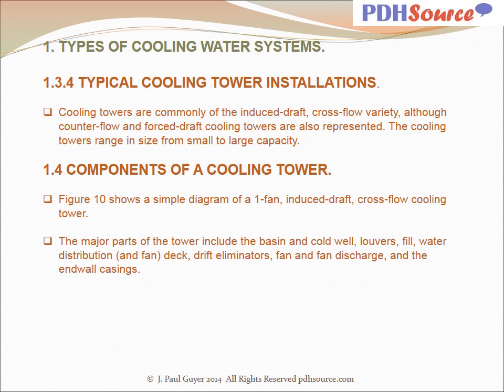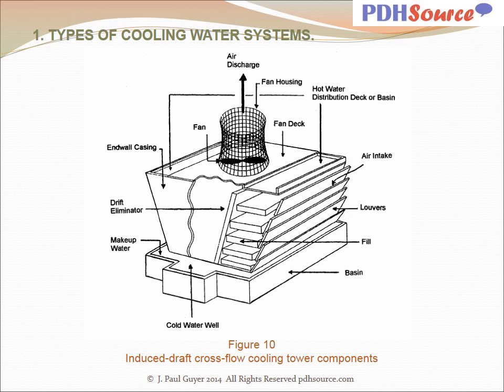Figure 10 shows a simple diagram of a one-fan induced draft cross-flow cooling tower. The major parts of the tower include the basin and cold well, louvers, fill, water distribution, and fan deck, drift eliminators, fan and fan discharge, and the end wall casings. Figure 10 is a schematic of an induced draft cross-flow cooling tower.